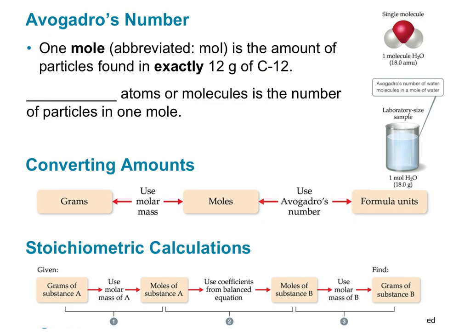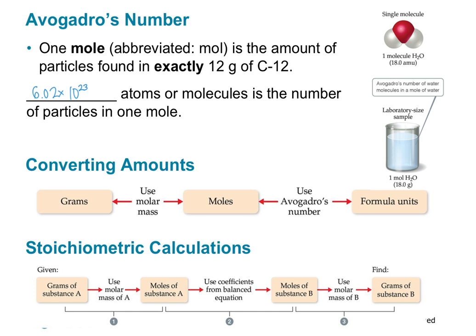The next number we're going to learn about is called Avogadro's number. And the nice thing about this is that it doesn't differ by the substance like molar mass does. It's always the same number. And it is 6.02 times 10 to the positive 23. And that's how many particles there are in 1 mole.